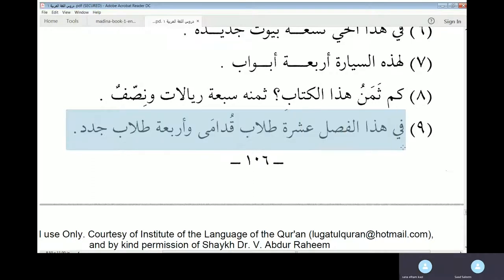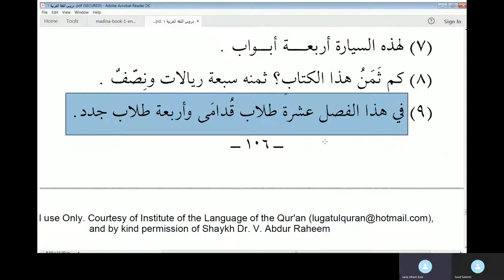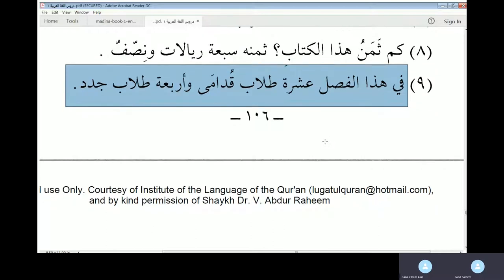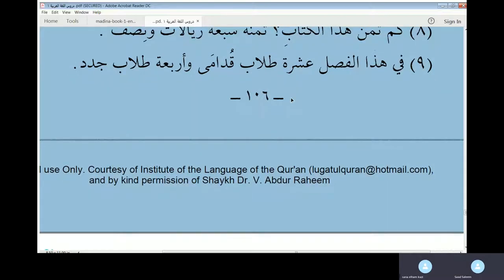Fi hazal fasli ashratu tulabin qudama wa arbatu tulabin judud. In this class, ashratu tulabin, 10 students, qudama, 10 old students, wa arbatu, arba is four, and four new students. Yes, in this class there are 10 old students and four new students.